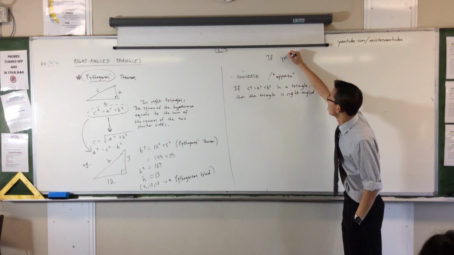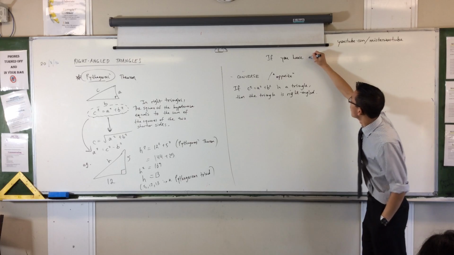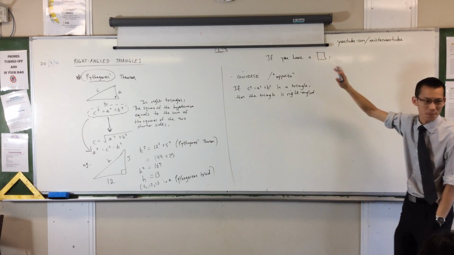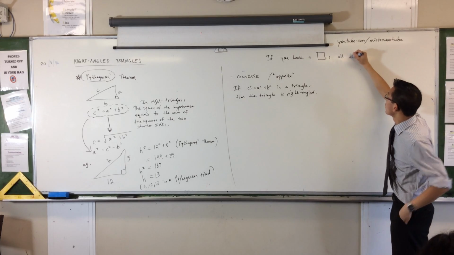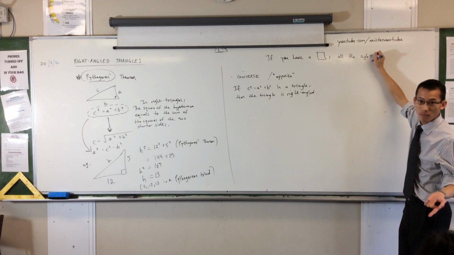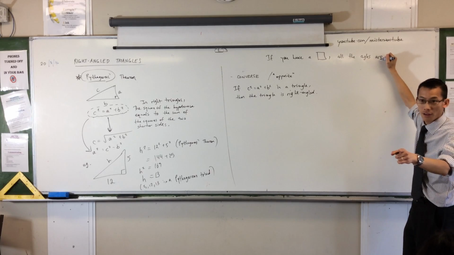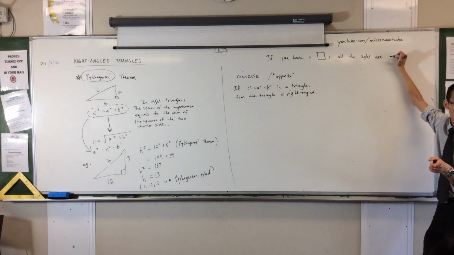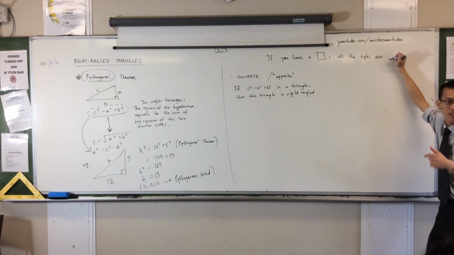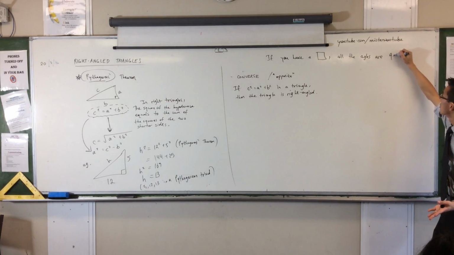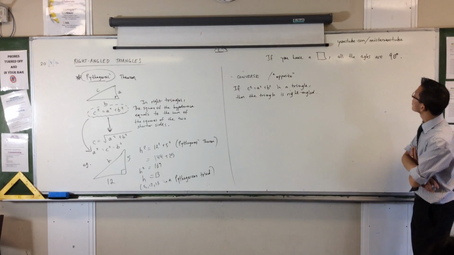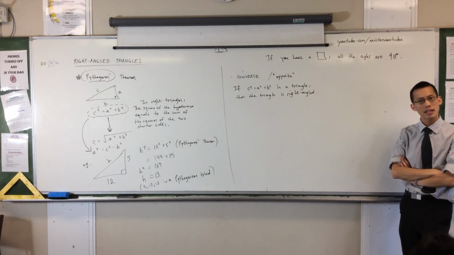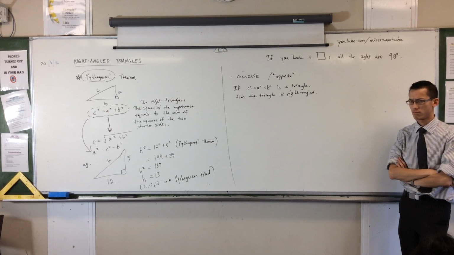If you have a square, don't write this down, I'm just trying to get the idea across here. If you have a square, all the angles are all equal. You can tell me more than that, though. What are they all equal to? Because the quadrilateral is 360, they're all equal to 90 degrees. So that's a true statement. But the converse of this statement is not true.